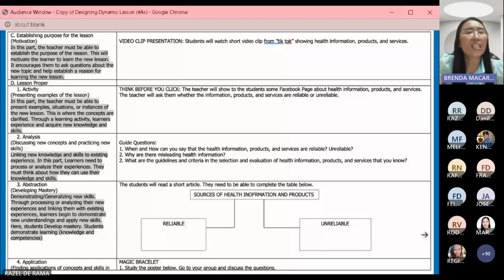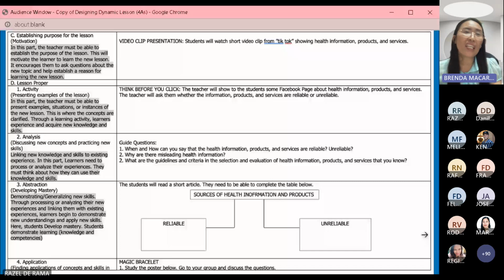Yung letter D, lesson proper, dyan papasok yung 4A's na design. Okay? So sa atin po, ang gagamitin natin is 4A's. As what I have mentioned a while ago, it is the experiential learning. So andyan yung activity, analysis, abstraction, and application. So, sa lesson proper, mag-start tayo with the activity.